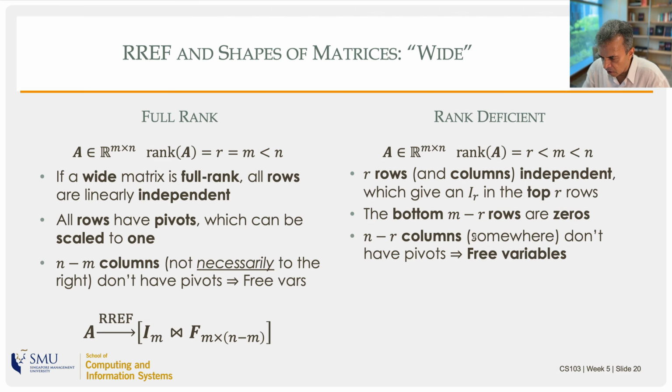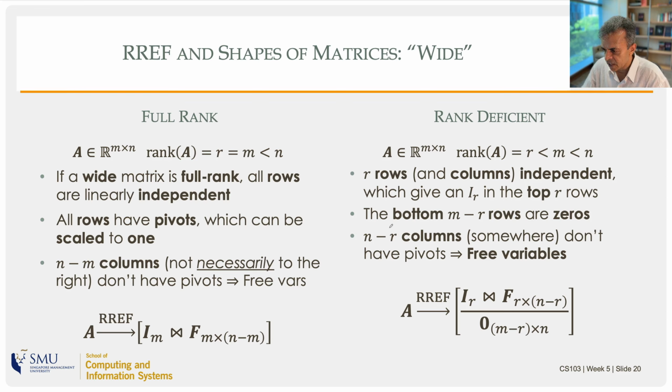If you look at the columns, there were n columns. Only R of them will have pivots. So n minus R will not have pivots. Those will correspond to free variables. And the number of free variables is actually n minus R. Again, the free variables may not cleanly separate from the identity matrix resulting from the Gauss-Jordan elimination process. So that is what is indicated by the bow tie here. The columns of an identity matrix of size R will be interspersed in the top part of the RREF with some columns that correspond to the free variables.